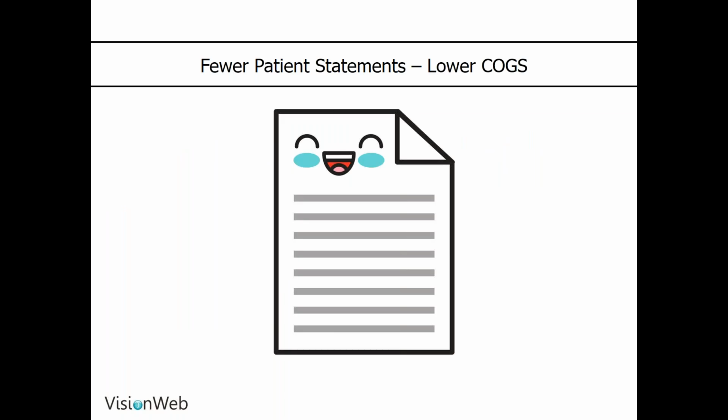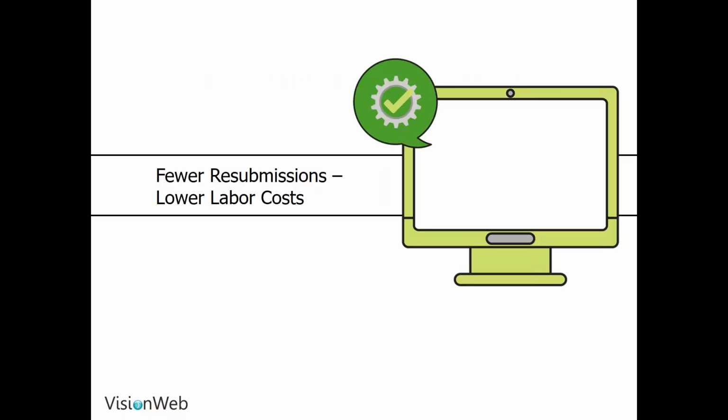Fewer patient statements. That's literally a lower cost of goods, because you're not having to produce the statement, print, buy the ink cartridge, pay the staff to stuff the envelopes, postage, and that's if you're doing it yourself, or if you're sending it through a service or something, there's going to be a fee for that. So, there's that cost savings there, and it is tangible. You know how much ink costs. Fewer resubmissions means lower labor.